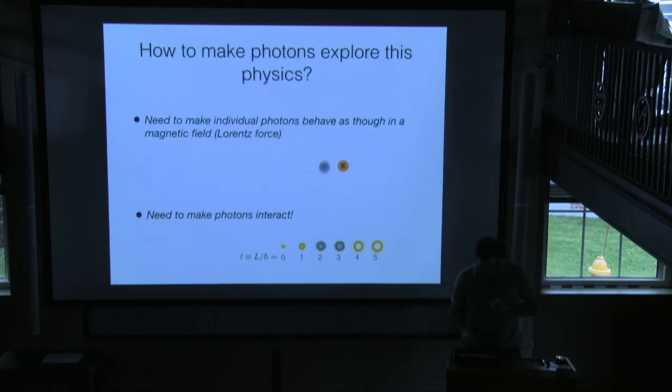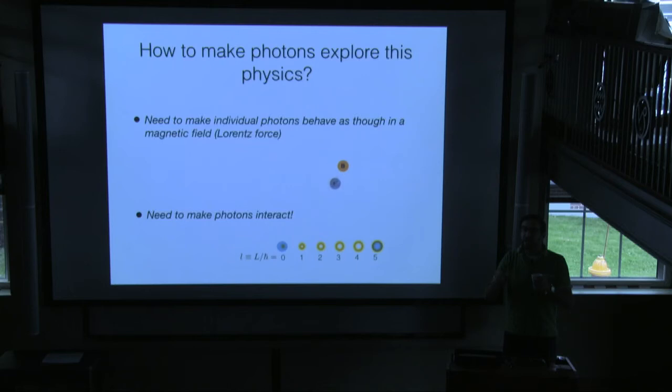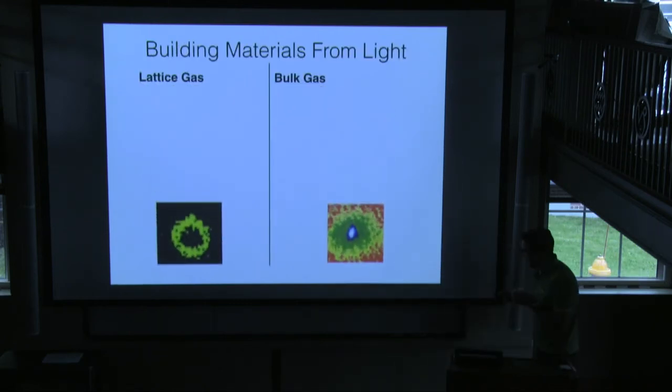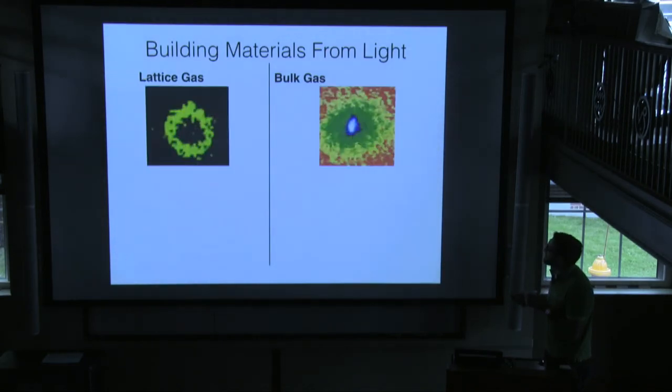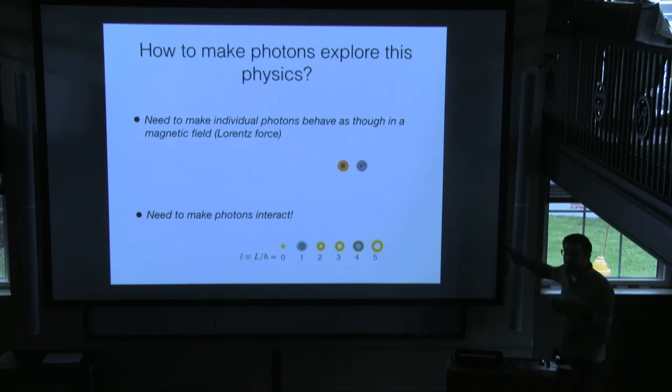Okay, so now we can ask, if we want to explore this physics with photons, what do we need? Well, you can see we're going to need two ingredients, right? Ingredient number one is we're going to need photons that behave as though they're in a magnetic field. And ingredient number two is we're going to need some way to engineer a local interaction between photons. That is to say, if they're in the same location, to an even smaller length scale than the size of the modes, there's some energy cost associated with that. So we need to figure out how to make these two ingredients.